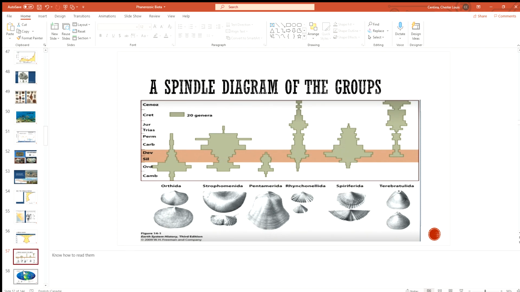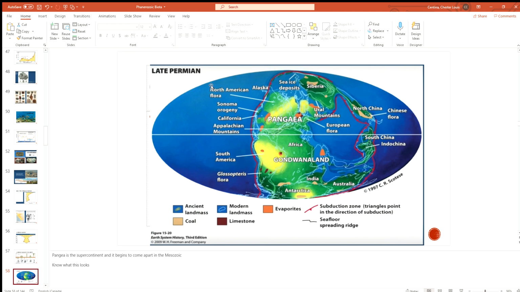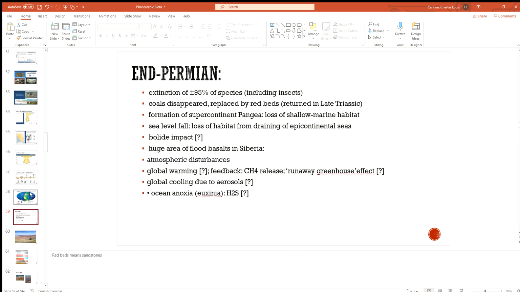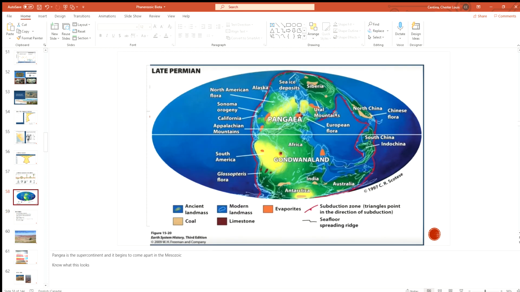Okay, moving on. So this is what the late Permian looks like. The late Permian has a big continent, Pangaea, and it was all tied together. So how this affects the creatures is that you see this, it's closed off, right? There's a lot of terrestrial life here, there's not a lot of marine life, and it affects how the creatures evolve and everything. I think that's what I got.